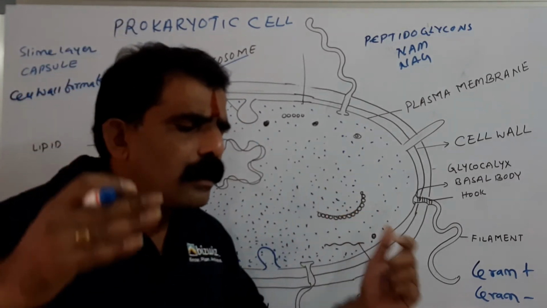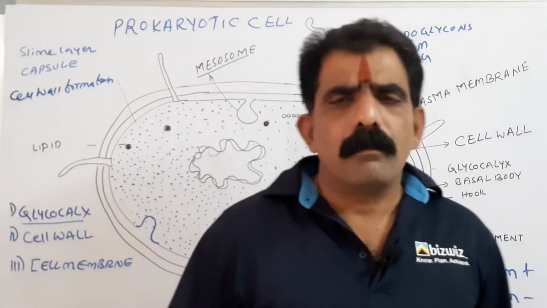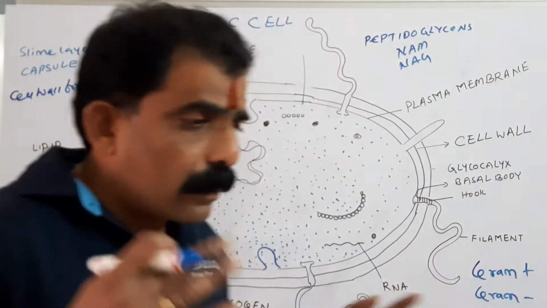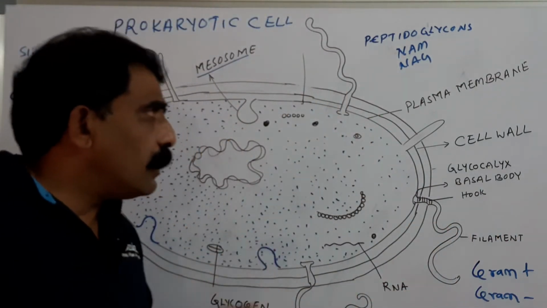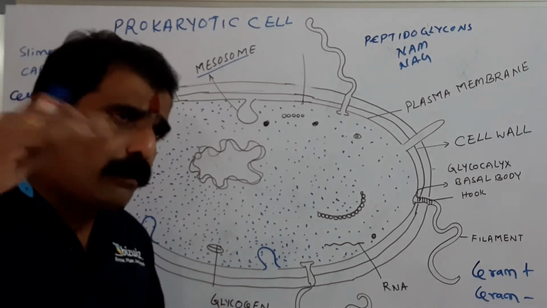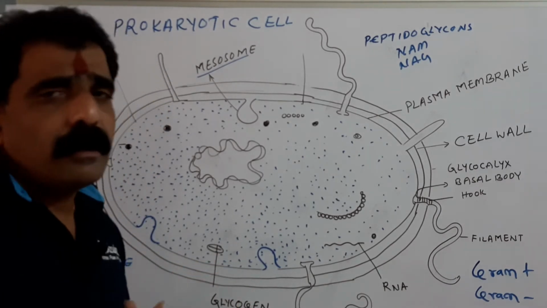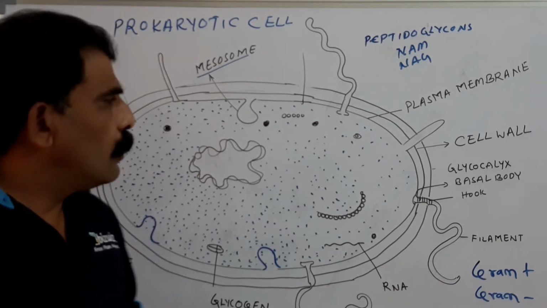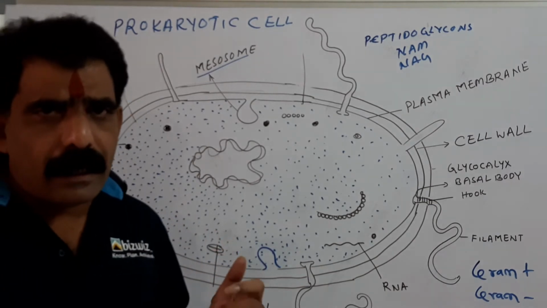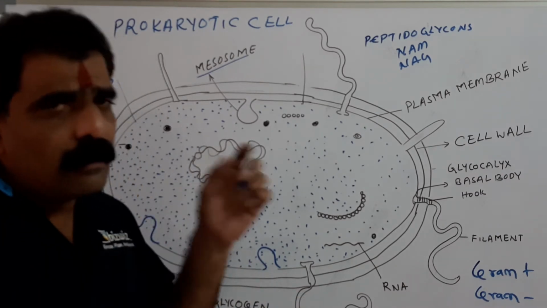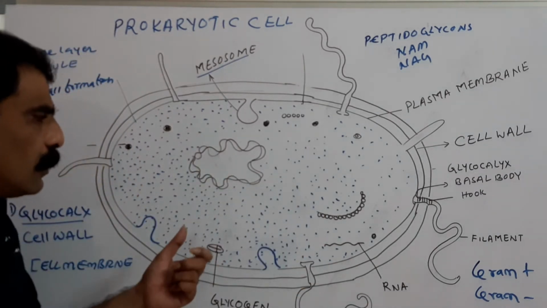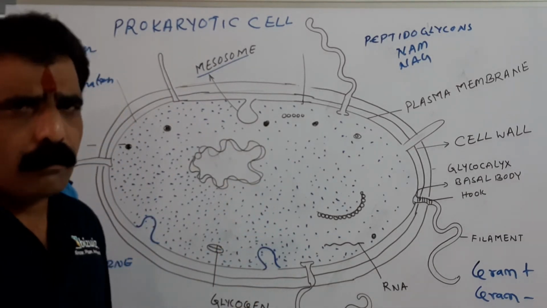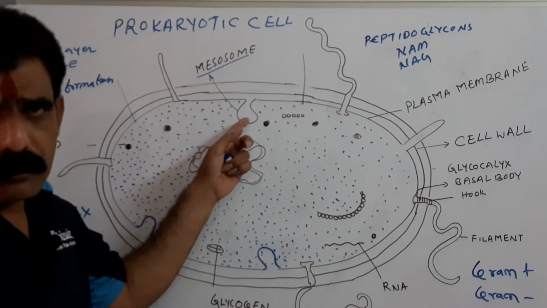So mesosomes are involved in respiration, photosynthesis, replication, binary fission, and cell wall formation. They increase the surface area and enhance mineral absorption, and many other functions are there. So these mesosomes compensate for some of the cell organelles present in eukaryotes. Mesosomes are nothing but infoldings of the plasma membrane into the cytoplasm, like this.